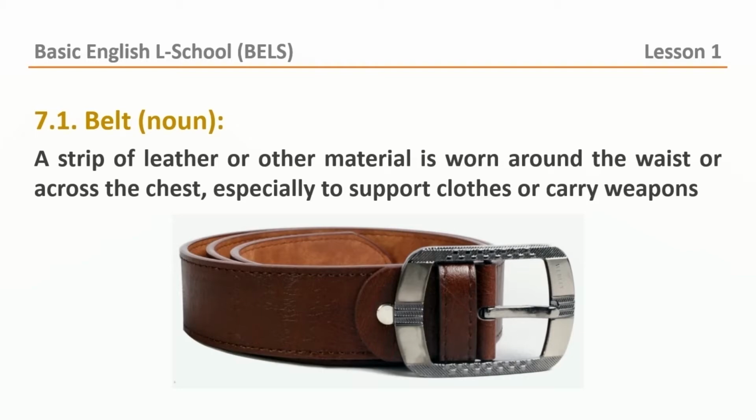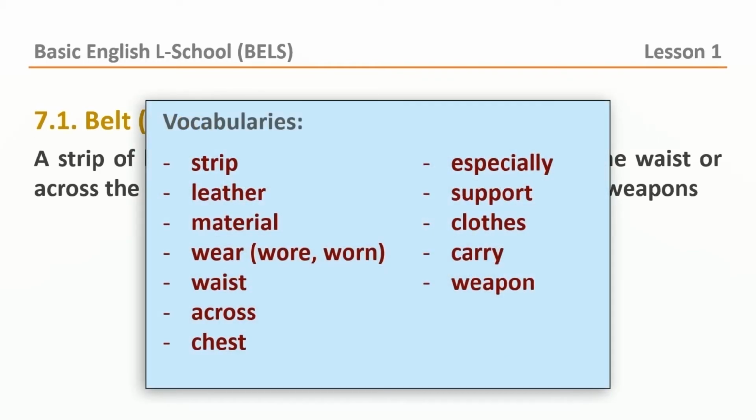Belt. Belt. It's a noun. A strip of leather or other material worn around the waist or across the chest, especially to support clothes or carry weapons. The vocabularies: strip, leather, material, wear, its past tense is wore and its past participle is worn. Waist, across, chest, especially, support, clothes, carry, weapon.